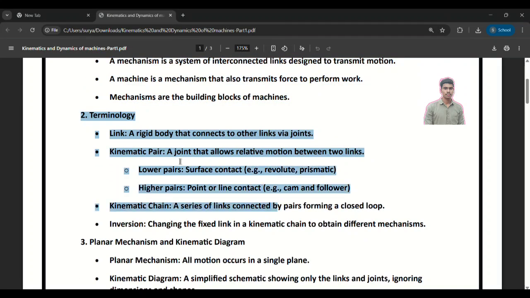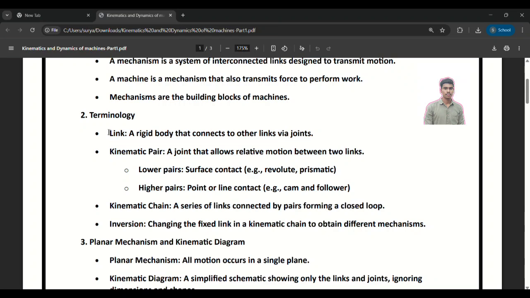As you learn about the terminology here: a link is a rigid body that connects to other links via joints. Generally you know what a link is. It's a rod-like structure which is connected joint to joint. This plays a crucial role in making the whole structure in a mechanism or the kinematic chain. Next we are going to see the kinematic pair. A kinematic pair is a joint that allows relative motion between two links.